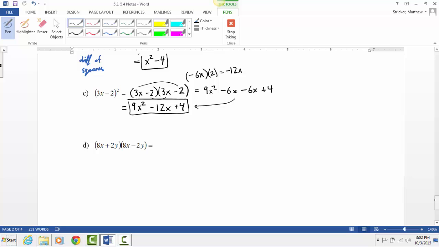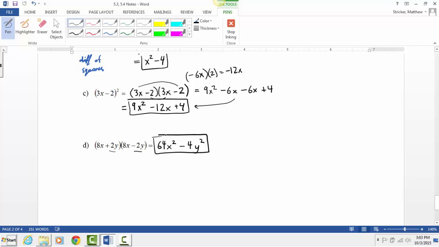Okay, the last one, this is another one of those difference of squares, because notice we have 8x and 8x, and 2y and 2y, but the difference is this is a plus 2y and this is a minus 2y. This means the two middle terms will cancel. So all we really have is 8x times 8x. 8 times 8 is 64. x times x is x squared. The two middle terms cancel and we're left with just 2y times negative 2y. That makes negative 4y squared.